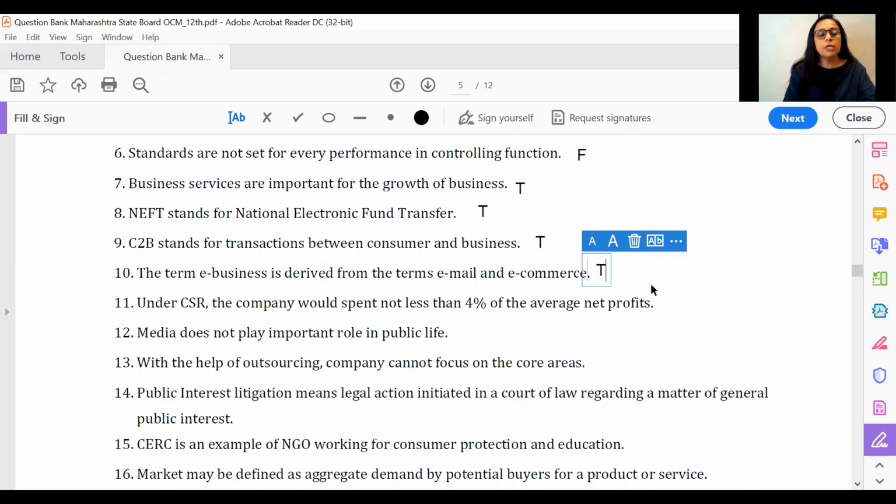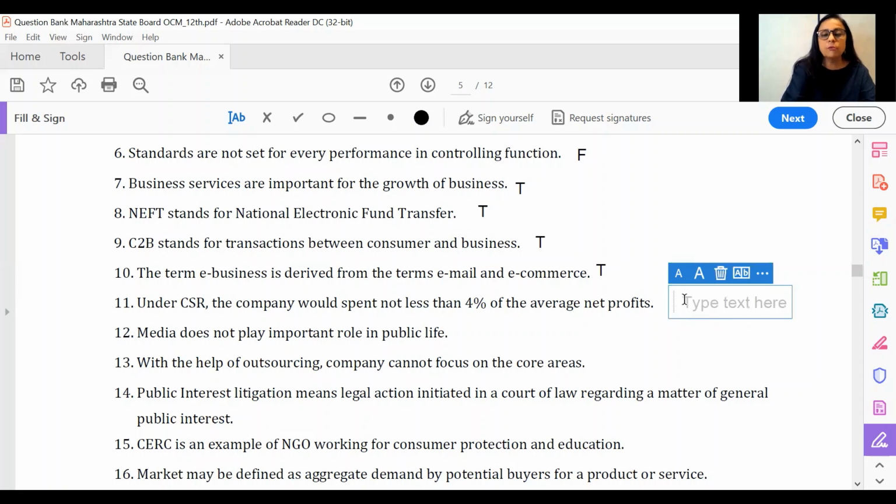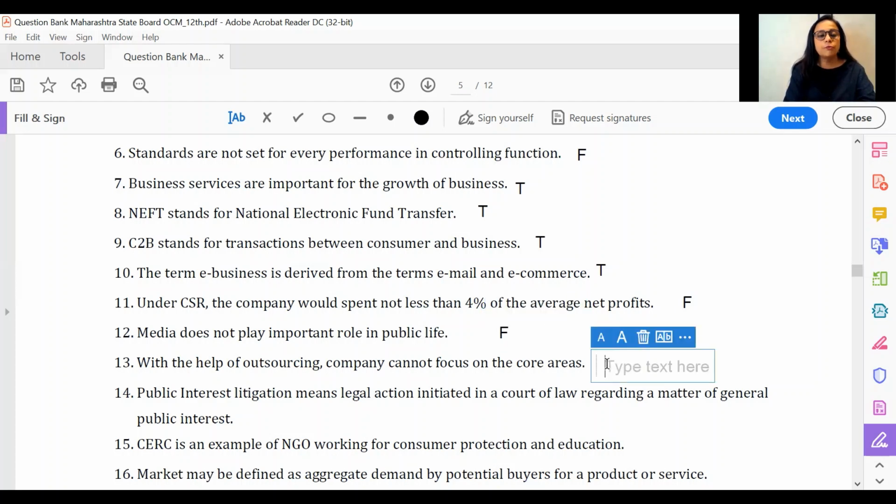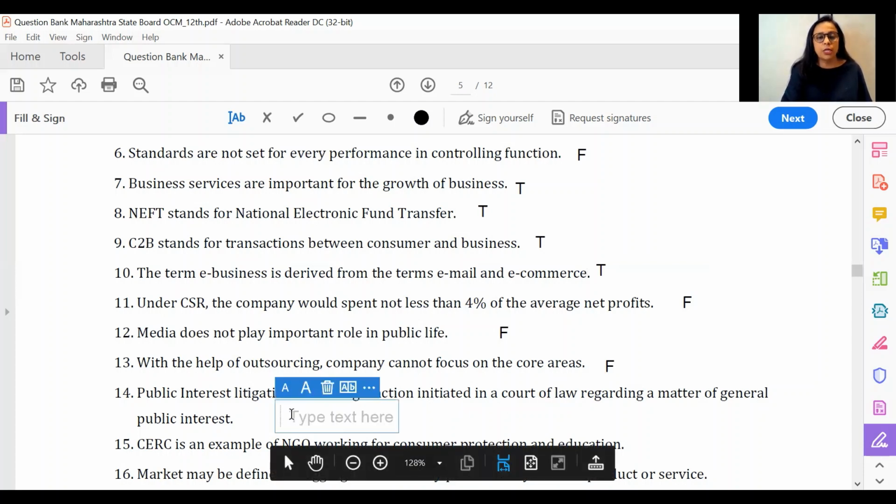All right. So moving ahead, under CSR, company should spend not less than 2%. So this is a false statement again. Please remember, CSR has to be not less than 2%. Media does not play an important role in public life. False statement. Nobody can undermine the importance of media. With the help of outsourcing, company cannot focus on core areas. Exactly opposite. So it's a false statement. When a company has outsourced a certain non-core activity, they can focus on the core areas. The very purpose of outsourcing is to focus on core areas.